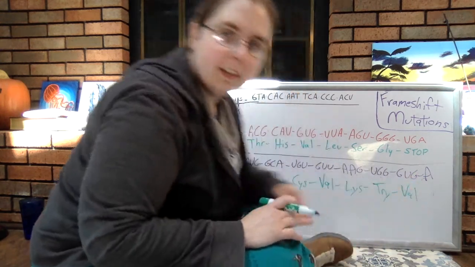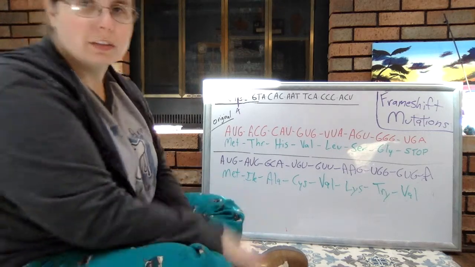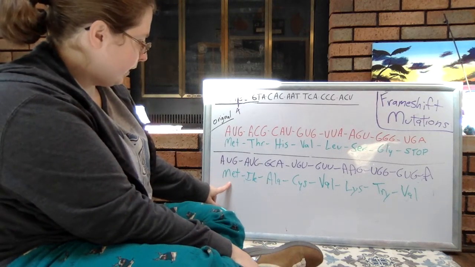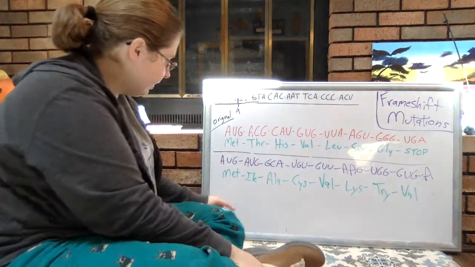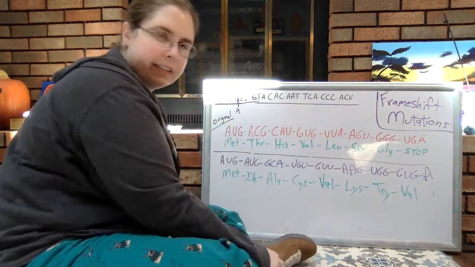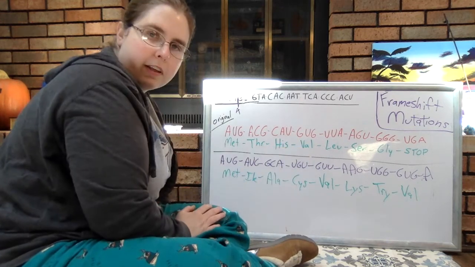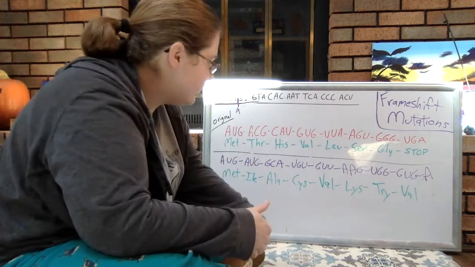And that lonely little A isn't going to code for anything. Remember, it takes a full codon to code for an amino acid. So right off the bat, it's different. We start off with our methionine, but then we are different from here on out. Yes, we have a valine, but it's not in the same place. Here, valine is the 4th amino acid. Here, it's the 5th one, so it's a change in position.